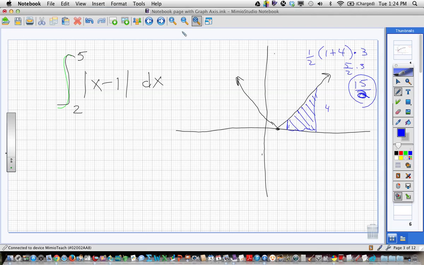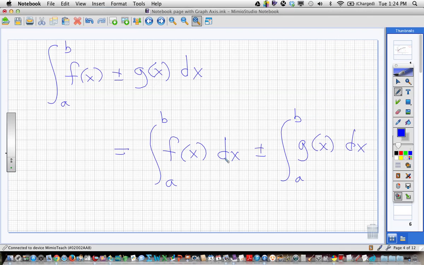All right, then, the last thing on your homework is going to be to take advantage of some basic rules of integrals that we're going to go over real quickly here. If I have the integral of a function like this, where I have a function plus or minus a function, I can split that into 2 separate integrals. That's just like derivatives. Remember, we had that rule for derivatives.